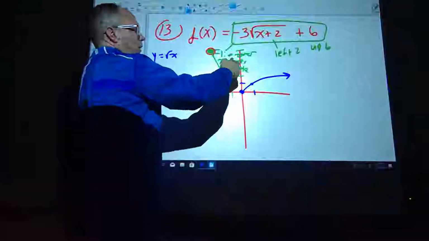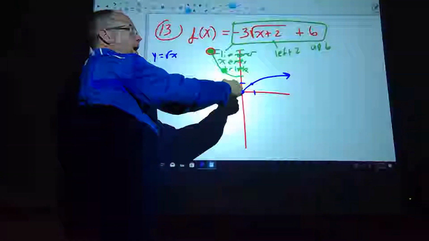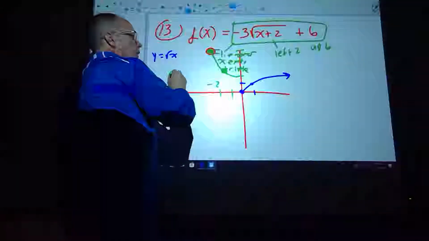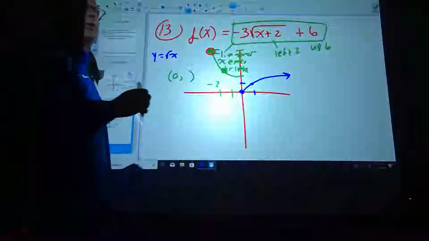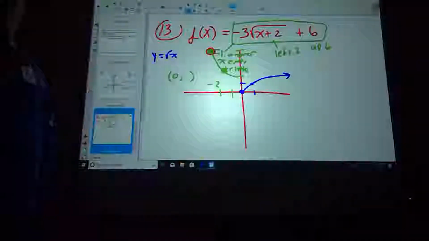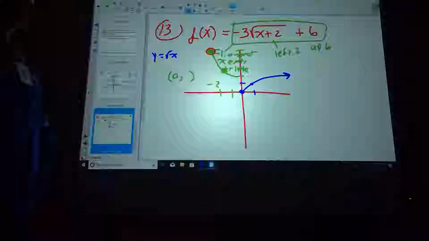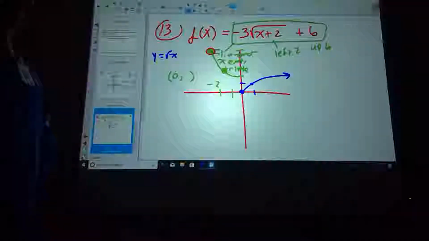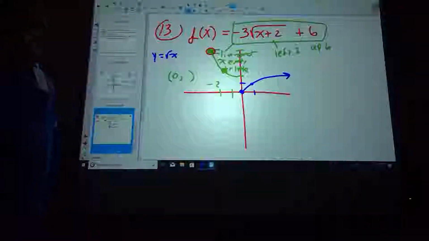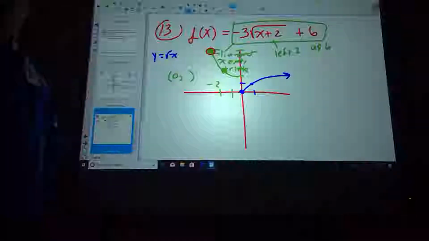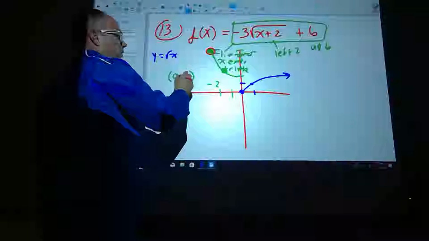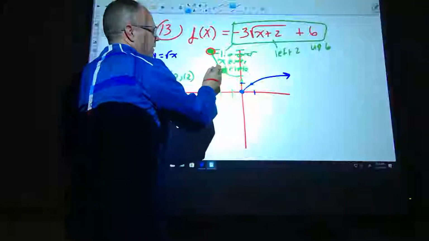And then we can actually figure out where it crosses the y-axis. How? Plug 0 in for x. 0 plus 2, root 2. Root 2 is about 1.4. -3 times 1.4 is -4.8. -4.8 plus 6 is 1.2-ish. Something like that.